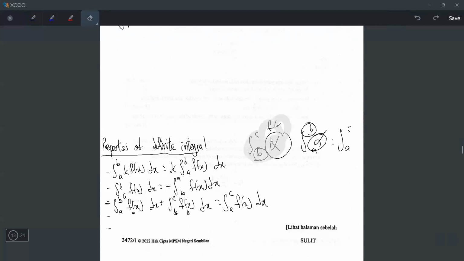It has to be whatever inside the thing has to be the same. It has to be fx, then only you can combine. And you make sure the numbers here are crossed the same. Okay, not up same, down same. It has to be one up, one down. One up, one down. Satu atas, satu bawah.